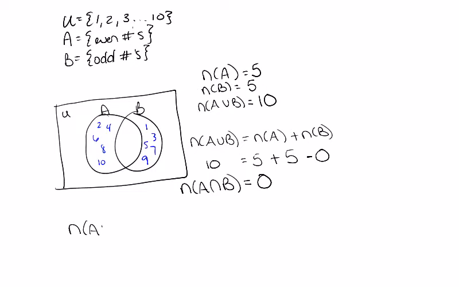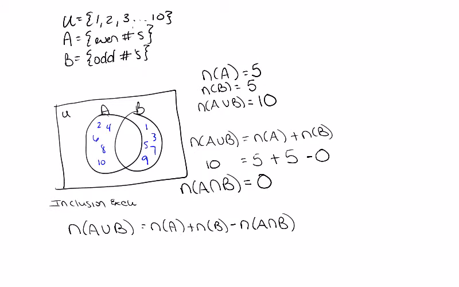In general, when we want the number in the union, it is okay to add up the number in each set. However, if they do have something in common, we will end up double counting this way. Because we counted the intersection for A, we counted the intersection for B. So to make things right, we have to subtract the number in the intersection once. This is what we call the inclusion-exclusion principle.